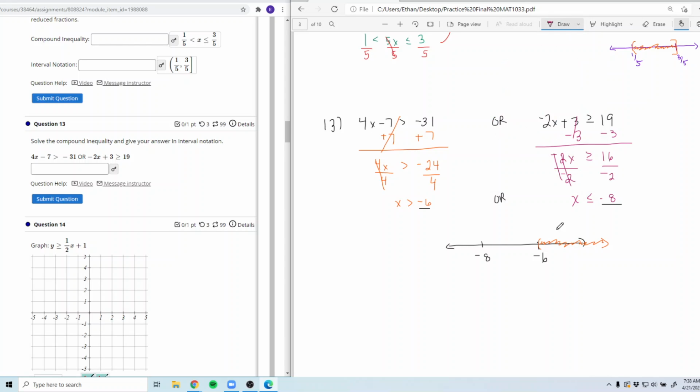What about the other one? Well, this one gets a bracket because it's an equal sign on the inequality. And it's less than, which means it's going to be to the left because we want smaller numbers. It's going to include that interval.